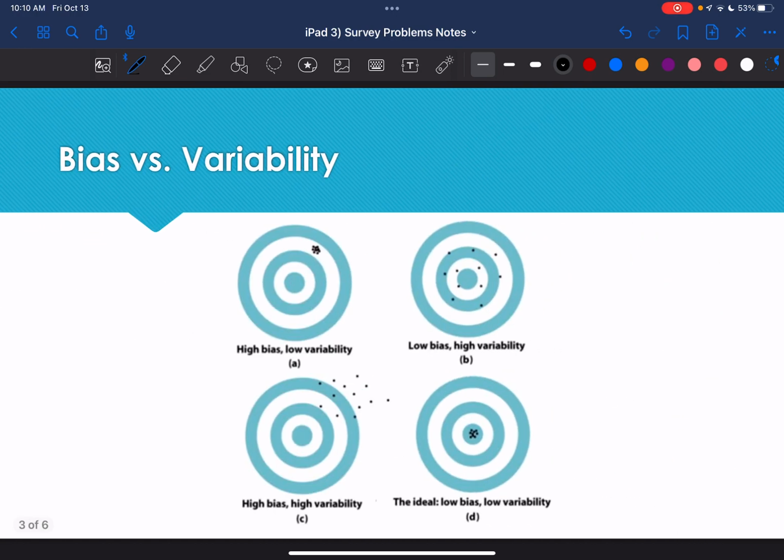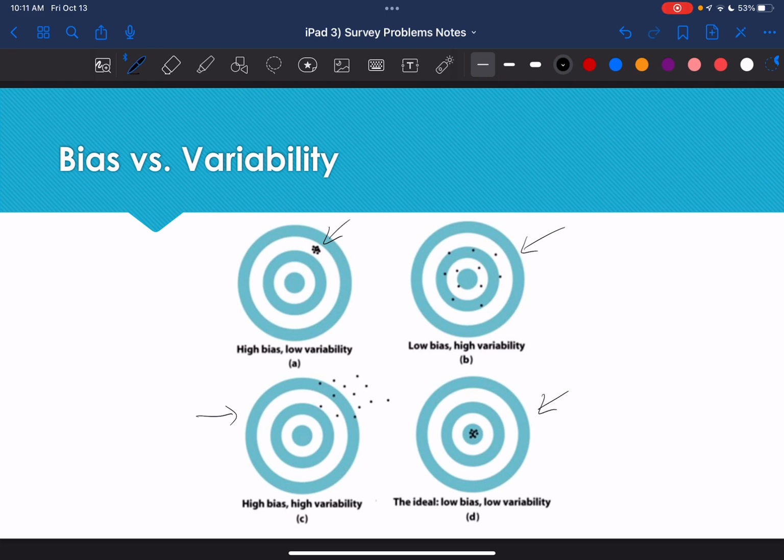There's a little diagram talking about bias versus variability. So this is low variability, but we're guessing consistently, and we're guessing wrong consistently. So that's not great. Here, on average, we're right, but we're not right very often. In fact, I don't think there's even one that's on the bullseye, right? So that's low bias and high variability. This is the worst case scenario. You're guessing wrong and you're guessing inconsistently. And this is our deal. We want low bias and we want low variability.